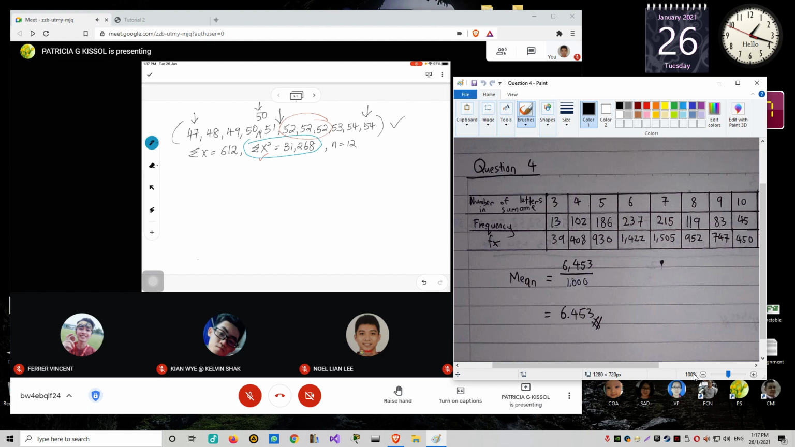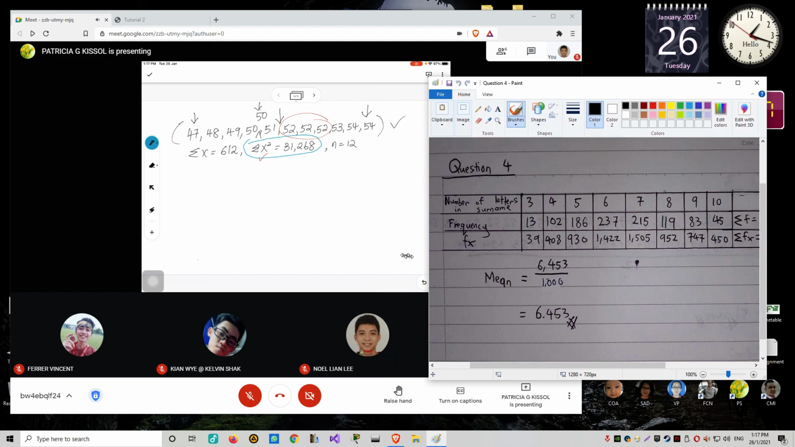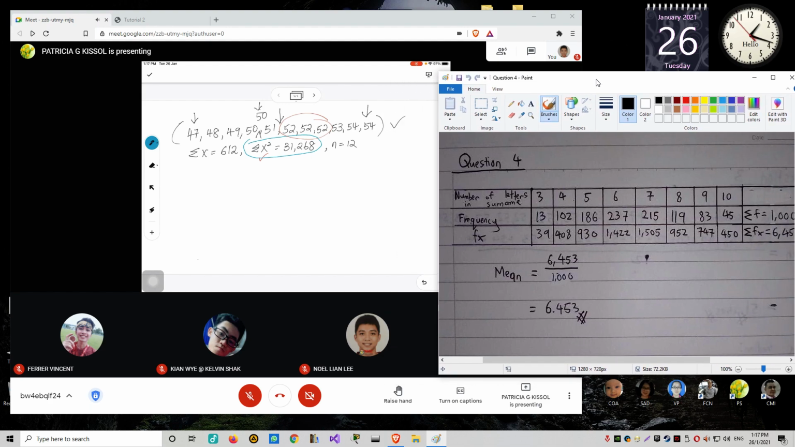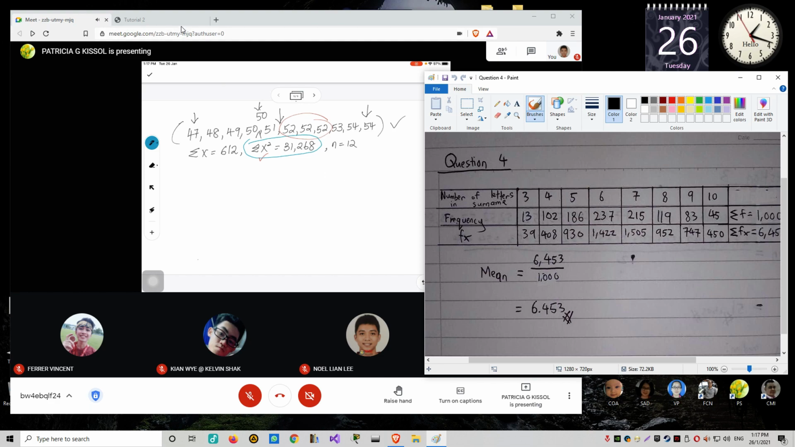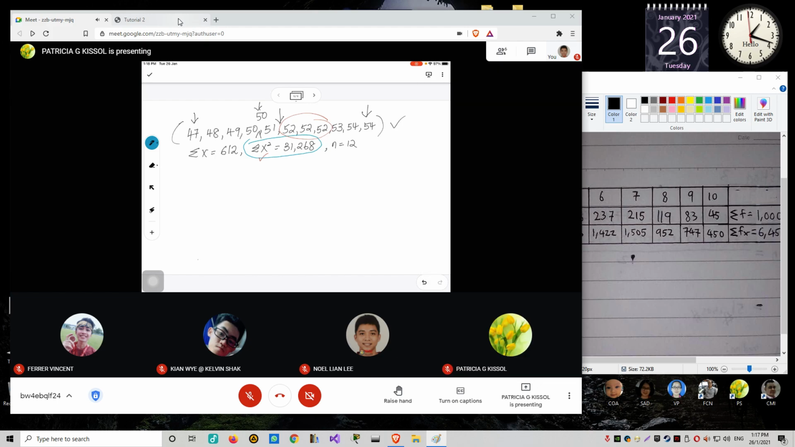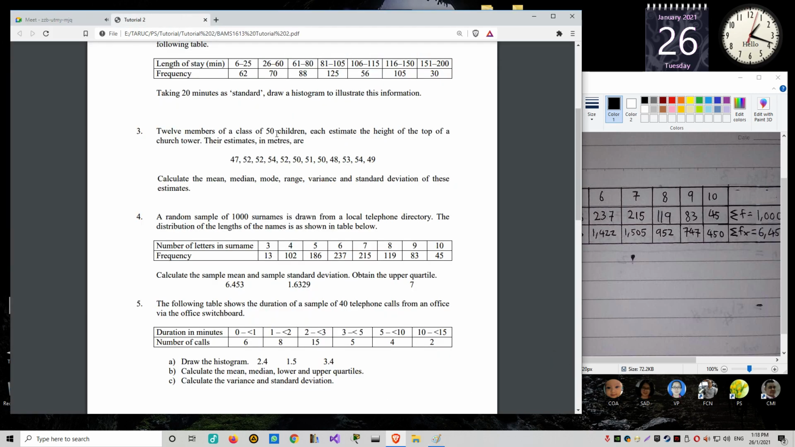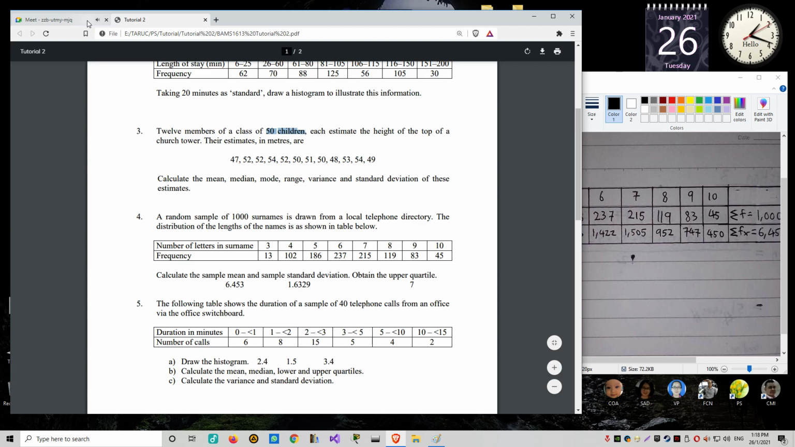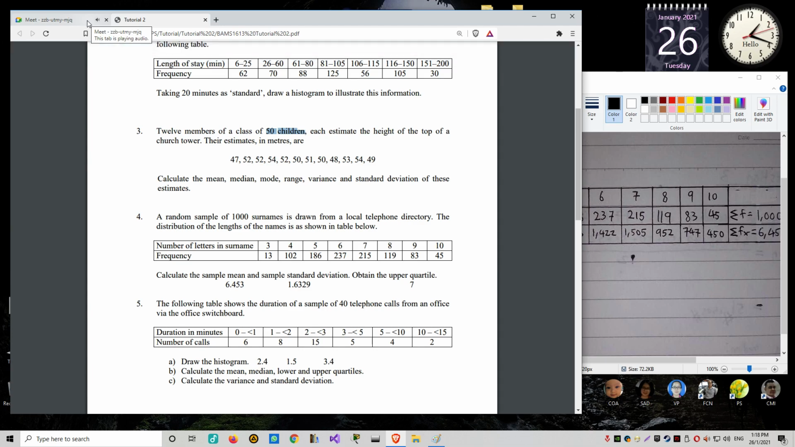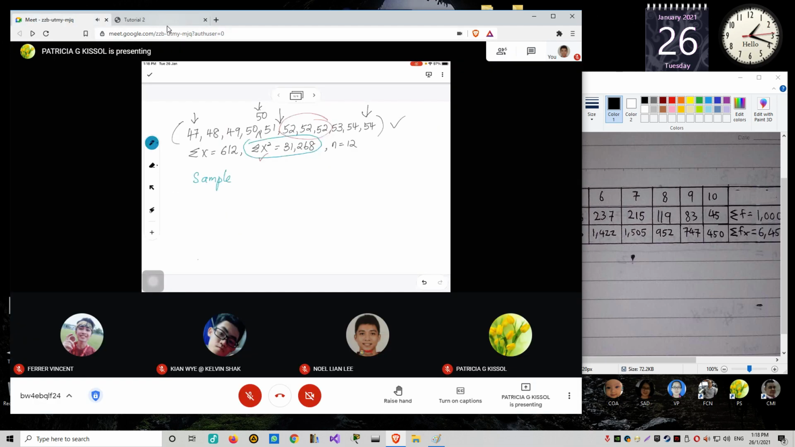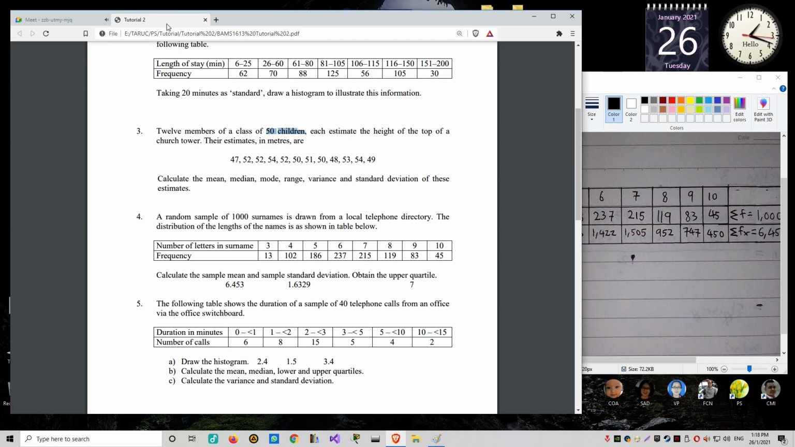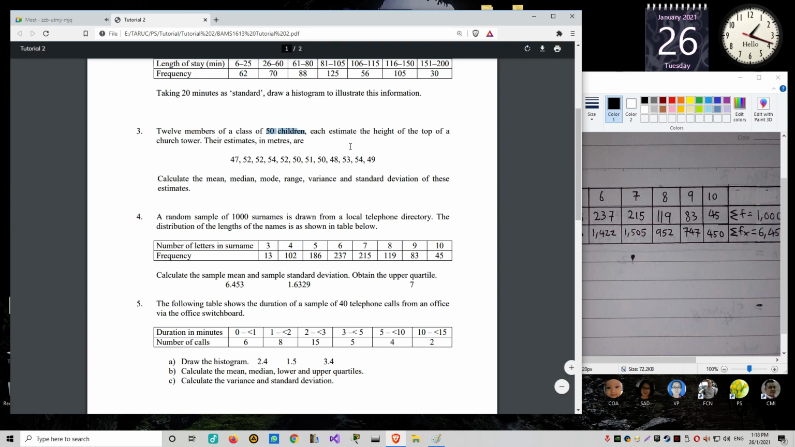Because this is a sample, how do we know it's a sample? Because you look at question 3, 12 members of a class of 50 children. So 50 children in that sentence is referring to the population. The population is 50 children and we only take 12. So therefore it is a sample. The first thing the question asks us to find is the variance, right? So we say it as a sample variance.